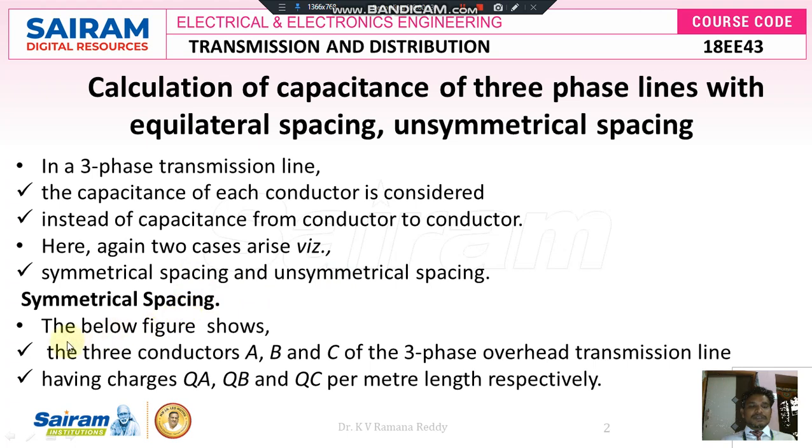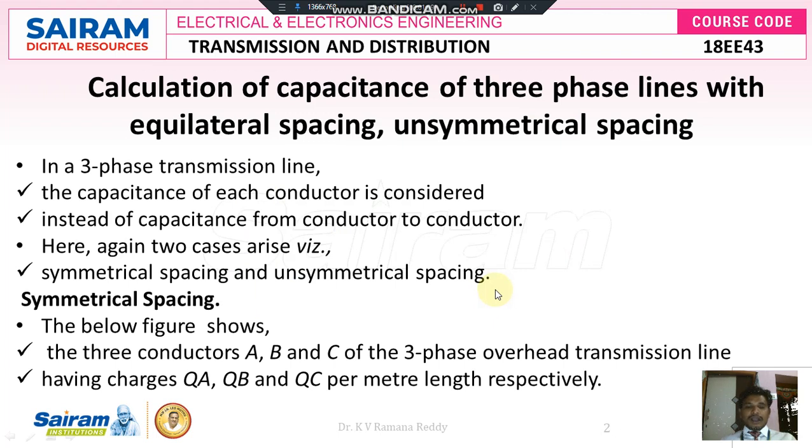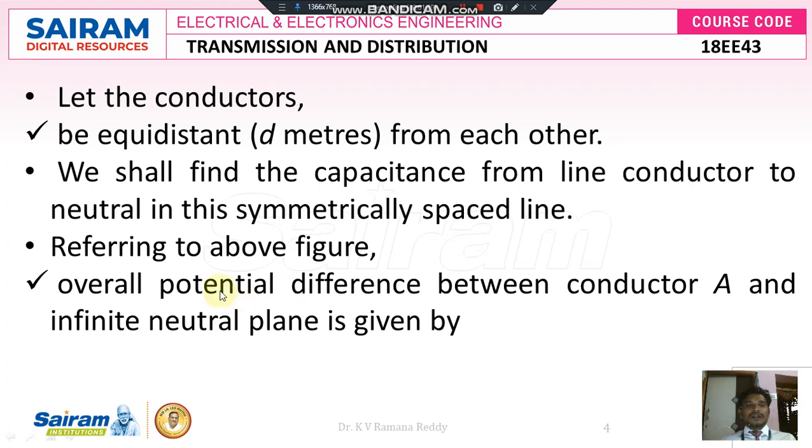In symmetrical spacing, the figure below shows three conductors, A, B and C. This three-phase overhead transmission line has charges QA on conductor A, QB on conductor B, and QC on conductor C, and all are displaced by a uniform distance d per meter length, hence it is called symmetrical spacing. Let the conductors be equidistant, d meters from each other. We shall find the capacitance from line conductor to its neutral because it is a symmetrical displacement between the lines.